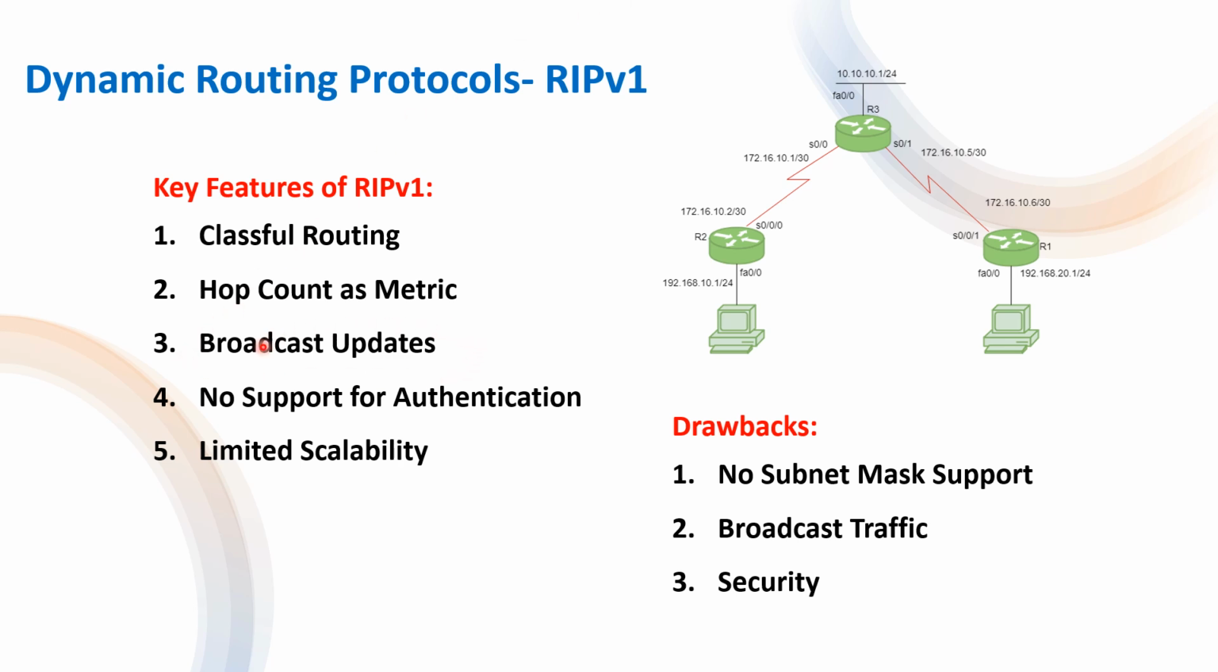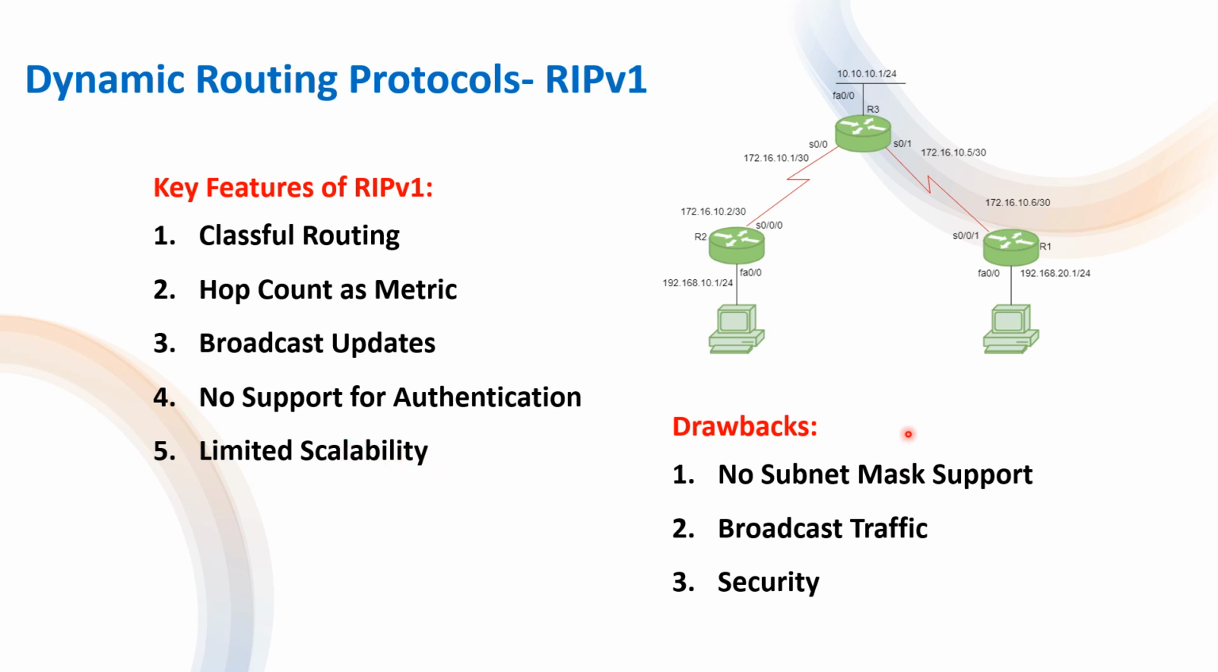RIP version 1 sends the entire routing table to all its neighbors every 30 seconds via network broadcast. This can cause unnecessary traffic in larger networks. RIP version 1 lacks any built-in authentication mechanism, making it vulnerable to malicious updates or incorrect routing information. And finally, due to the hop limit and lack of support for subnetting, RIP version 1 is suited for smaller, less complex networks.